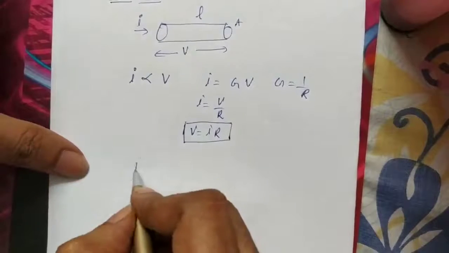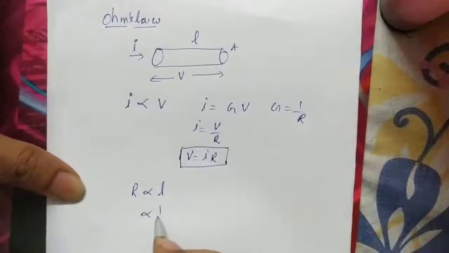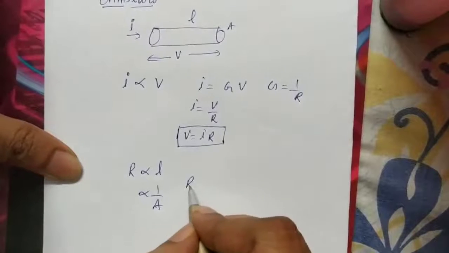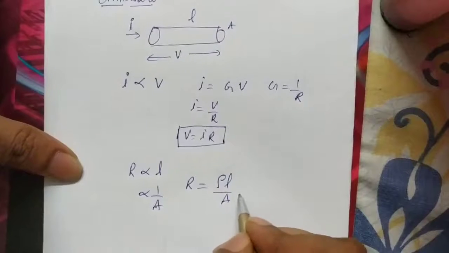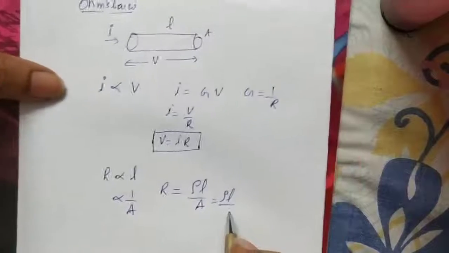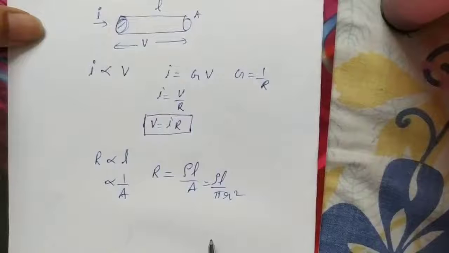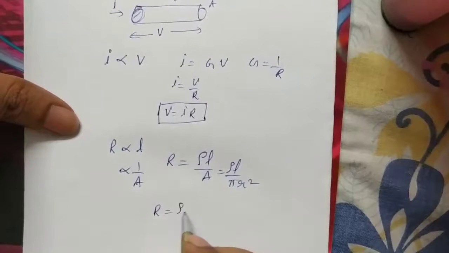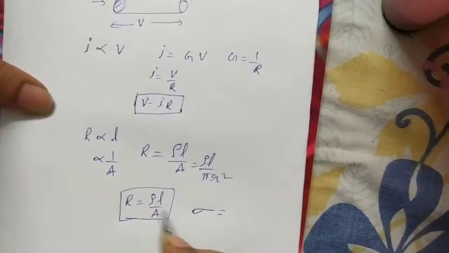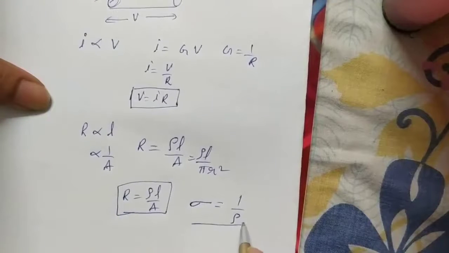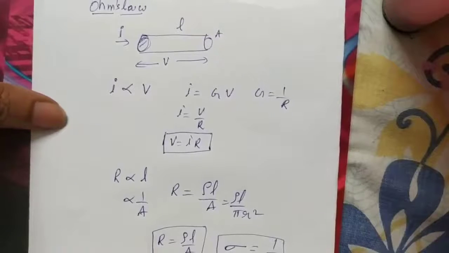And resistance is directly proportional to the length of the conductor, more length, more resistance, and inversely proportional to area. To remove this proportionality, we use a constant called resistivity, rho. So the resistance formula is R is equal to rho L by A. If it is a circular conductor, then you can write the area as pi R square. And if you want conductivity, the reciprocal of resistivity is called conductivity, 1 by rho. This is about Ohm's law and resistance.